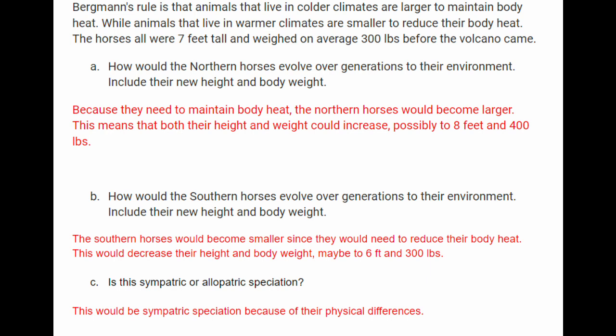So these two groups of horses, the northern and the southern ones, adapted to their environment, to what better suited their environment. That's why the northern horses became a lot bigger because they have to maintain their body heat in a cold environment, while the southern ones became a lot smaller because they had to adapt to lose or reduce their body heat because of their warmer environment. And it was also nice how this student explained why they would evolve or adapt in the north or the south, because they need to maintain body heat in the north, or they need to reduce body heat in the south. So that was a good explanation of why they evolved into new species this way.